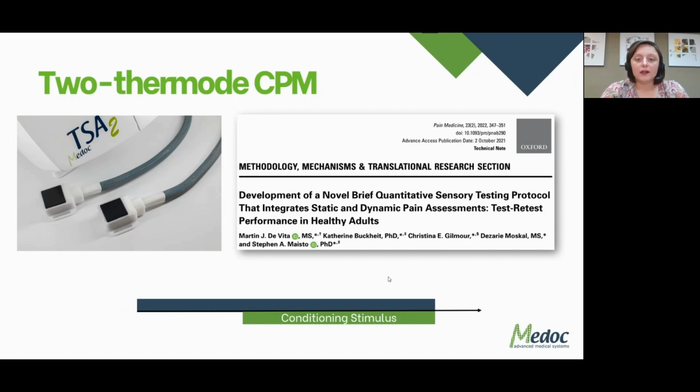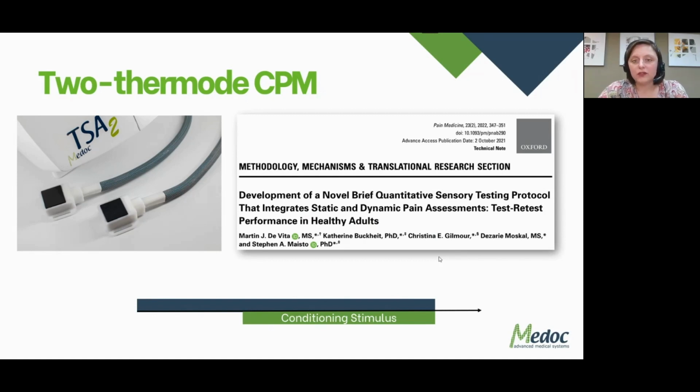So they had a paradigm a bit different from the previous example. They had this test stimulus going on and asked the patient or subject to rate it, and then they introduced the conditioning stimulus, and during that they rated the test stimulus again, and looked for a reduction in pain rating. So this was possible to do with the dual thermode configuration, and it is possible to do with the new TSA, of course, with the two thermodes connected to it.